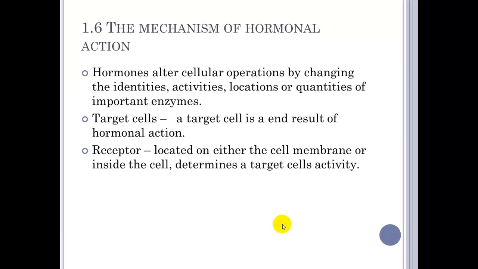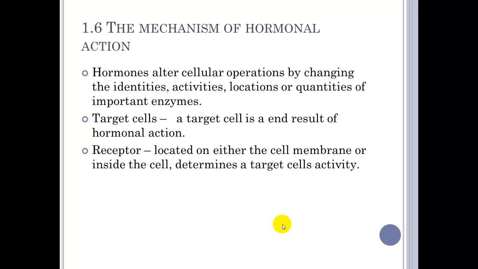The mechanism of hormonal action. Hormones alter cellular operations by changing the identities, activities, locations, or quantities of important enzymes. An enzyme works kind of like free money, so we use a lot of enzymatic actions in the body because they don't require any energy. You have part A and part B, and as long as you have the enzyme for it, then part C can be created from those.